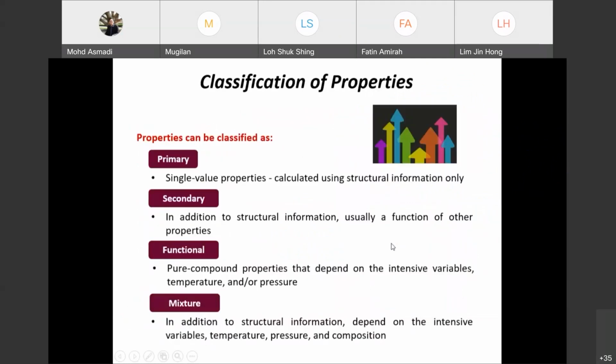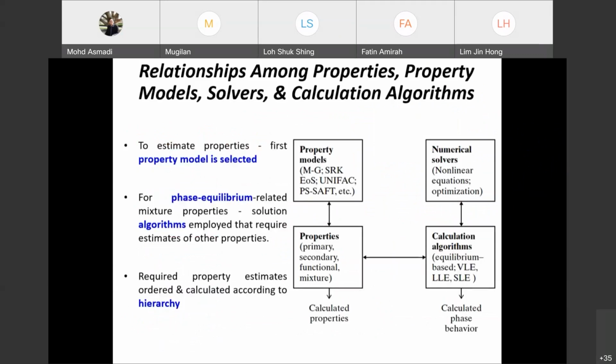So what is the relationship among properties, property models, solver and the calculation algorithm? If you want to calculate the primary, secondary and functional properties as well as mixture, to calculate the properties we need to use models such as UNIFAC and EOS SRK. UNIFAC is for the mixture, right? Binary, right? Marrero-Gani, if you still remember. SRK is the Soave-Redlich-Kwong equation of state. So this is for the first property model.